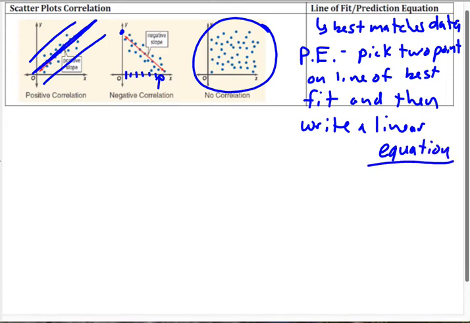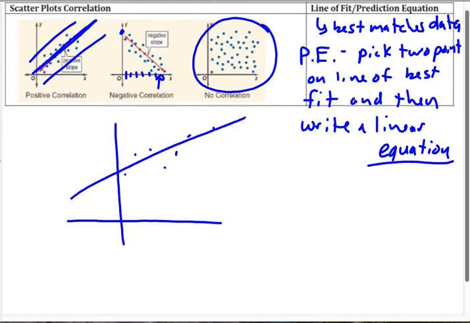And that's your prediction equation. You can use that line to make predictions. Now, if you have a table here and your points are kind of all over the place and your line's going through like this, like here, there's only one point that's really on the line. Well, then you've got to kind of hopefully match up.